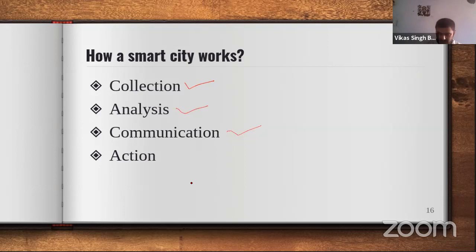So communication, then action. The communication is done to the police station, and after that, action is taken to send a PCR to that particular crime location. So these are the four main steps. First is collect data, then analyze that data, then communicate, and then action has to be taken for that.